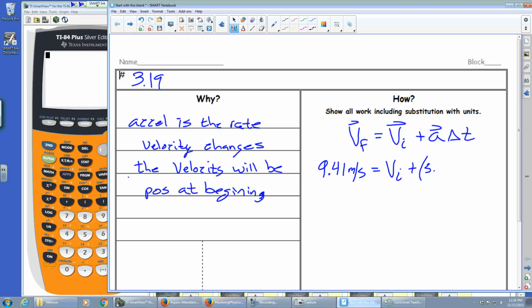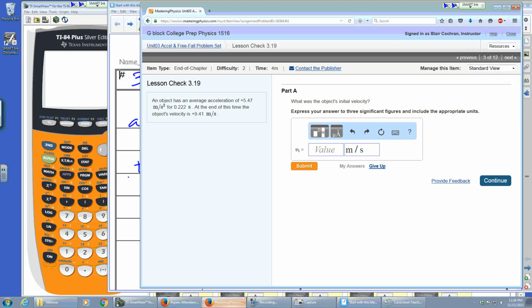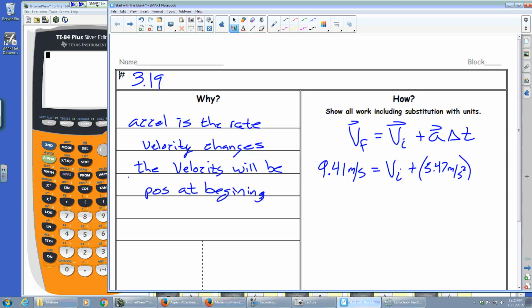So 5.47 meters per second squared. Well, that's good because my other units were meters per second. So as long as my time's in seconds, I'm a happy man. And it is 0.222 seconds. Cool.